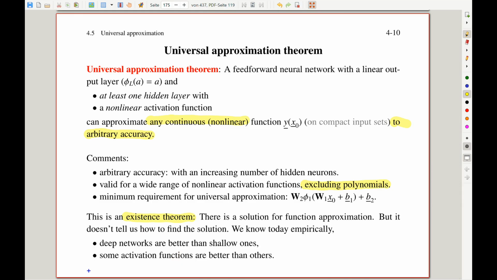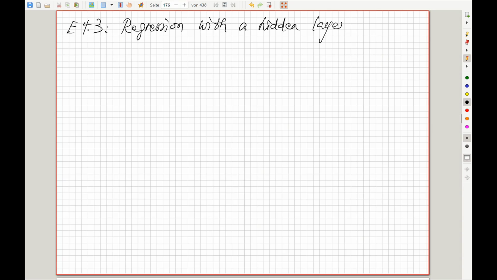Now I'm going to show you, to give you a little bit of a feeling why we have this very impressive result, some derivations and then later a numerical example, one computer experiment example about regression with a single hidden layer. That's a simple architecture.